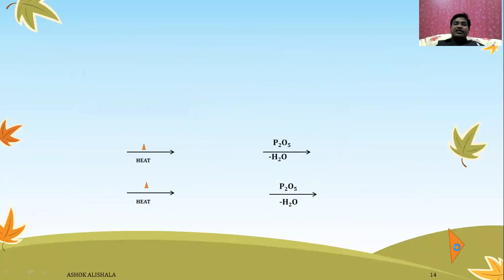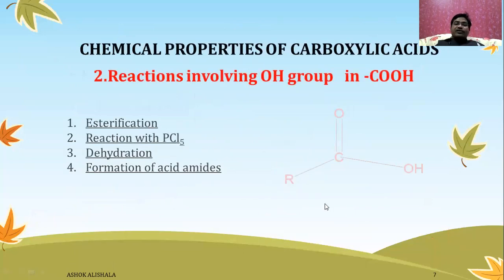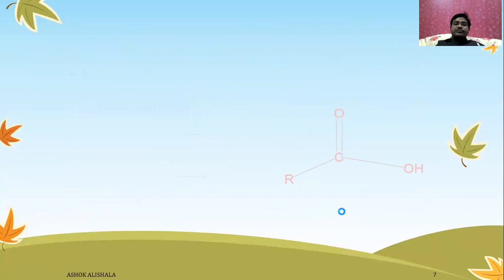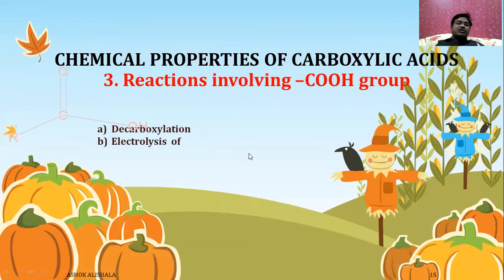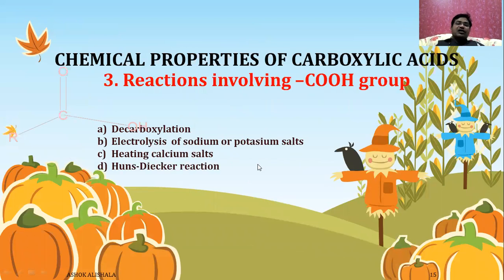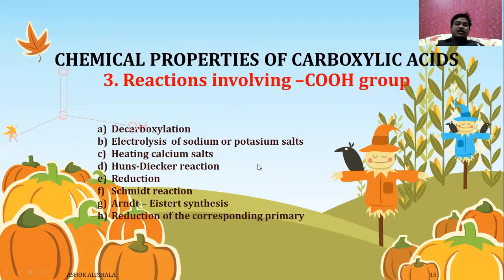One more group of reactions we discussed is the reactions involving the COOH group. What are these reactions? Decarboxylation, electrolysis of sodium or potassium salts, heating calcium salts, Hunsdiecker reaction, reduction, Schmidt reaction, Arndt-Eistert synthesis, and reduction to the corresponding primary alcohol via ester. These are the reactions we discussed in this case.